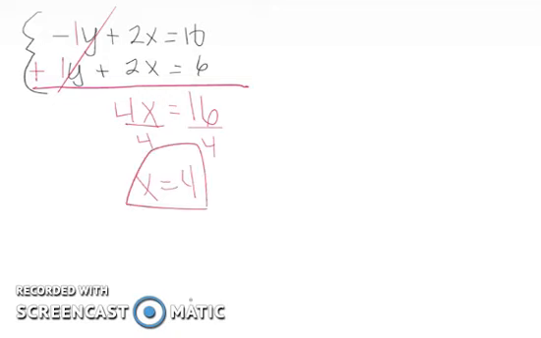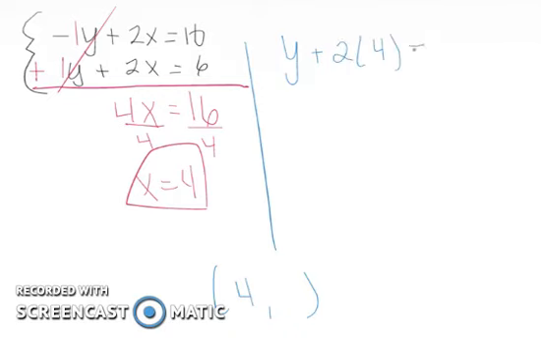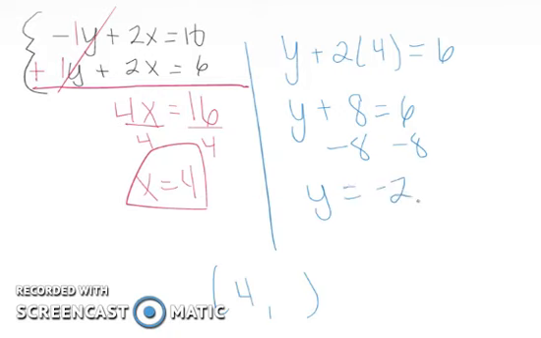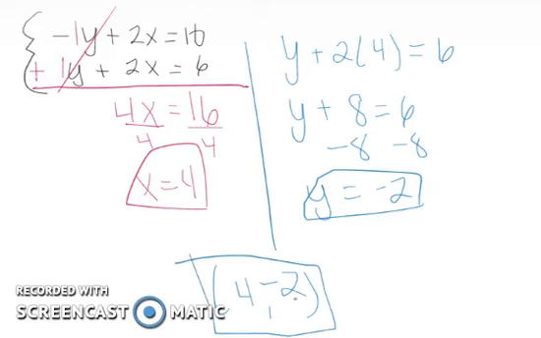It's very important that we take this very slow and systematic. I have my first part, which is 4. I want to find the y. To find the y, I've got to plug it back into one of the original equations. I'm going to plug it into the bottom equation, which is y plus 2 times 4 equals 6. This is going to be y plus 8 equals 6. Subtract the 8, and I get y equals negative 2. So my final answer is 4, negative 2.